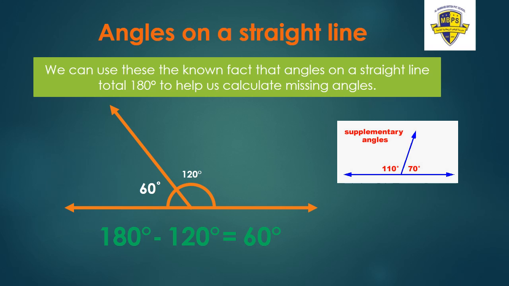Okay, grade 5, we name these supplementary angles. What we mean by supplementary angles is two angles that make together a straight angle. Or in other words, two angles that, if you add them together, give you 180, which is a straight angle. Like here, we have 110 and 70. 110 plus 70 is 180. So these two angles are supplementary angles.